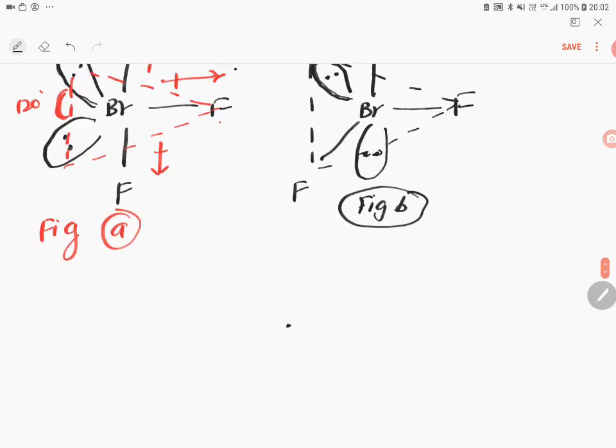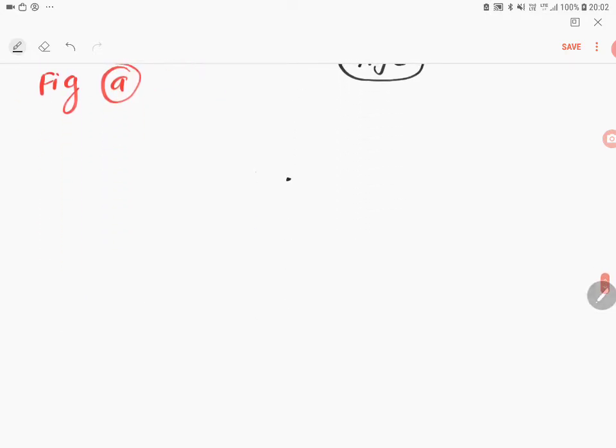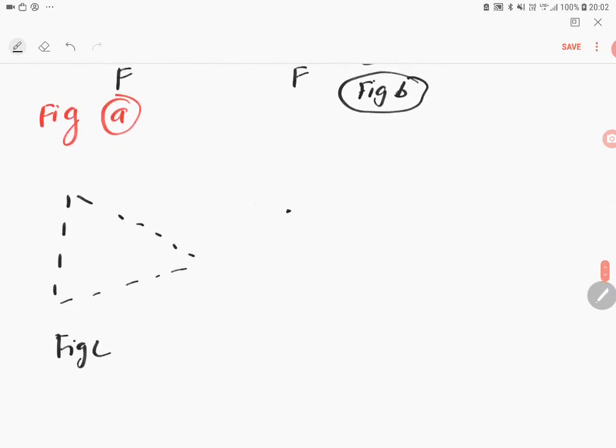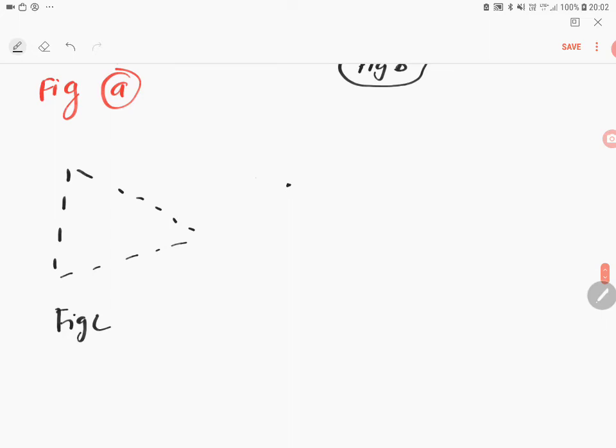Okay, I can draw one more figure, figure C. What is going to happen? The same trigonal bipyramidal, I can put a triangle first. BrF3 once again, with Br in the center. All three fluorines occupy three corners of the triangle like this, single bond, single bond, single bond. Whereas in the axial positions, you will have two lone pairs.